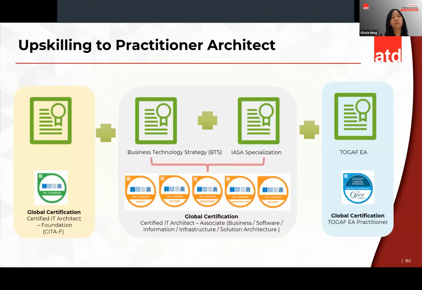Okay, and for those of you who are already architect practitioners, which means you have been in architecture for more than 3 to 5 years, you can also start to look at the path to become an architect specialist. That means you will specialize in one of the areas, deep skilling, and learn about some of the competencies and the skill set that is required.